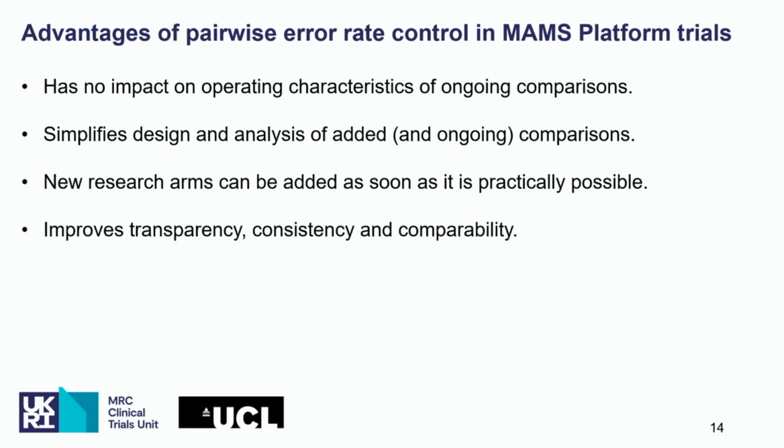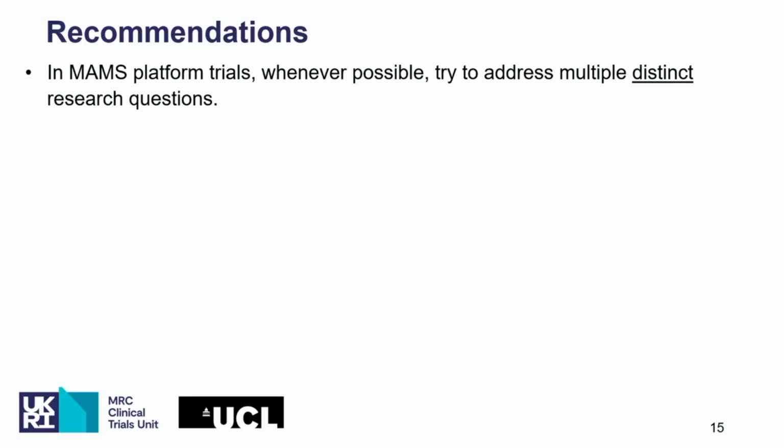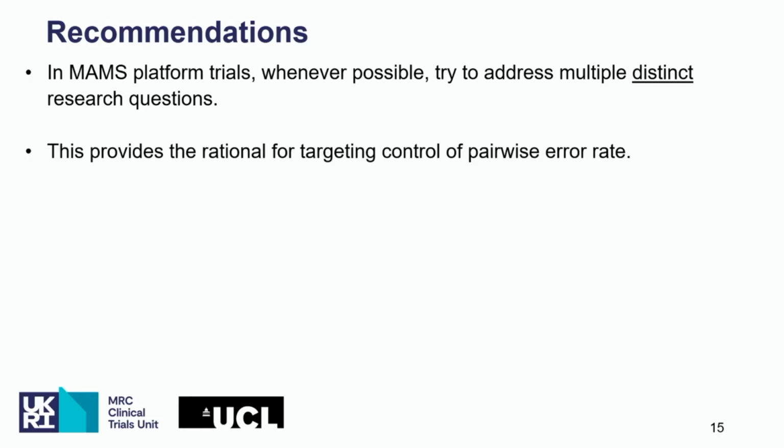Some of us who are familiar with multiplicity issues know that there are lots of things going on behind the scenes that we are sometimes not transparent about: what significance level we choose, what the critical value is. This improves both consistency and comparability. So the recommendation for the first part is that in MAMS platform trials, whenever possible, try to address distinct research questions. As Max said, don't tinker around the edges.